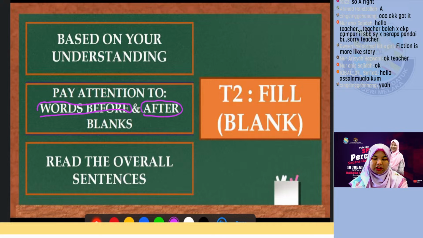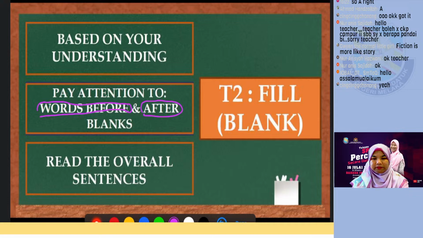Okay, if the word exactly before and after the blank is not helpful, then you should read more, maybe at sentence level. You might want to read the sentence before and after the blank. Kalau perkataan sebelum dan selepas tu kurang membantu, you can read the sentence. Sentence mean ayat. Baca ayat sebelum dan selepas.